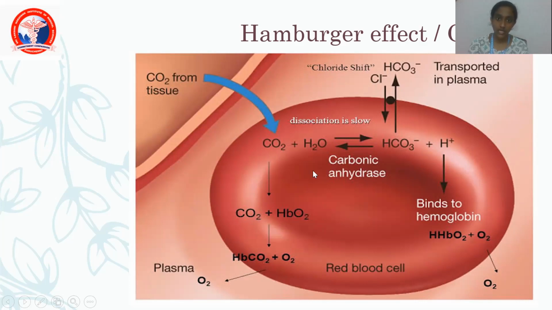Or there is another mechanism where carbon dioxide combines directly with the oxyhemoglobin and releases the oxygen to the plasma, that is at the periphery level. This overall mechanism is called the Hamburger effect, which is also known as the chloride shift. This occurs at the periphery level, not at the lungs. So you should know this effect.